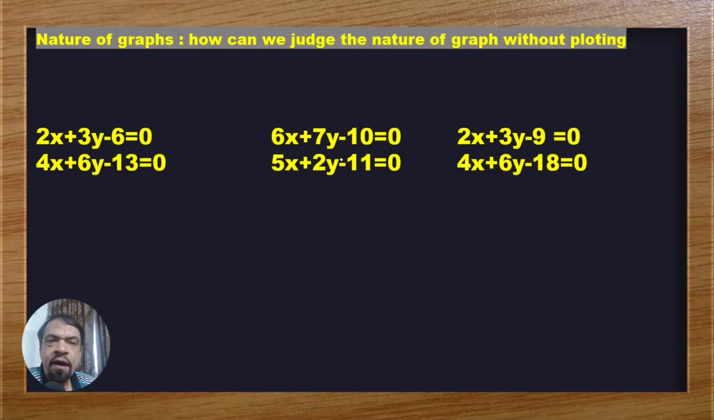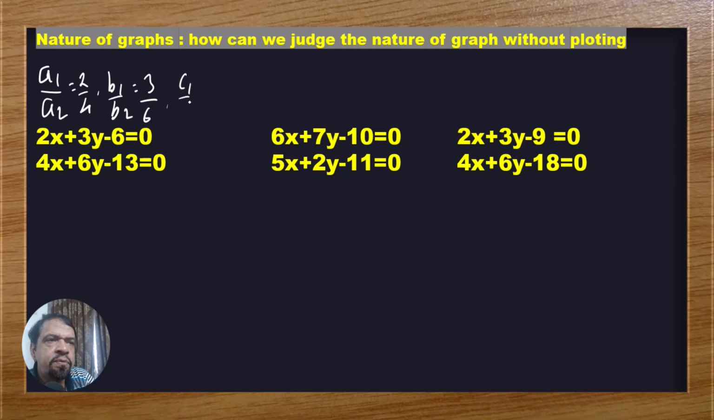Now let us understand how we can know the nature of the graph without plotting the graph. I have taken here three pairs. See, in the first pair we are comparing the coefficients. a1 upon a2 is 2 upon 4, b1 upon b2 is 3 upon 6, c1 upon c2 is minus 6 upon minus 13.